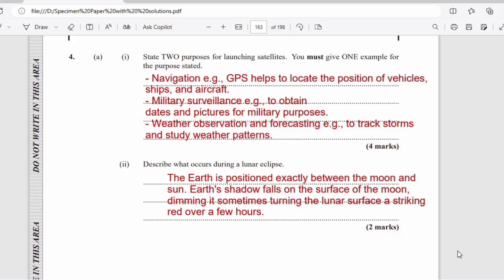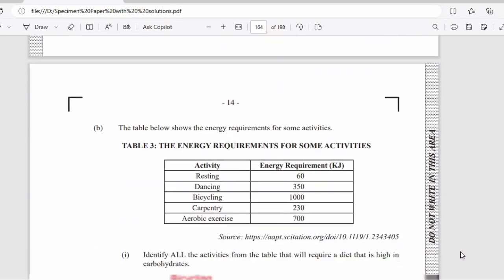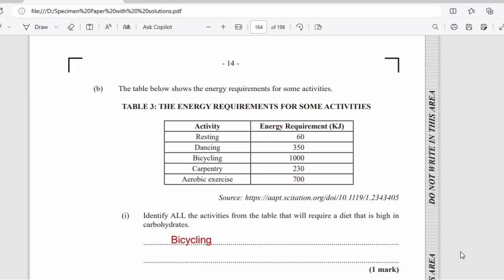See if you can go to that part of your syllabus. It's not a topic we really see a lot of, but as I said, guys, we can never know. So let's go down to the next part of the question. Part B of that question says the table below shows the energy requirements for some activities. Identify all the activities from the table that will require a diet that is high in carbohydrates, and I have bicycling there, but aerobic exercise should also be there. So bicycling and aerobic exercise would warrant your 1 mark.